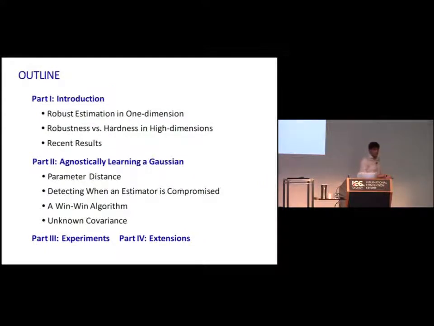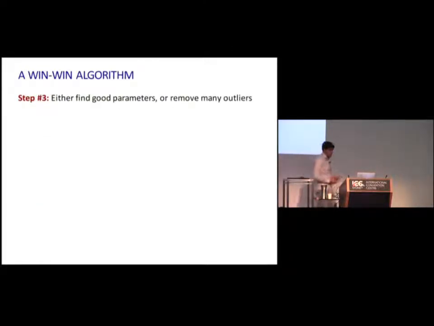So it turns out that this simple observation is actually enough to get our first robust estimation algorithm. We can detect when a naive estimator is compromised, when the empirical mean is compromised, in a dimension-independent way. And now all we're going to do is leverage this into what I'll call a win-win algorithm. So let me tell you what I mean by that. This will complete our first example of this recipe in action of how to get robust estimation in high dimensions.